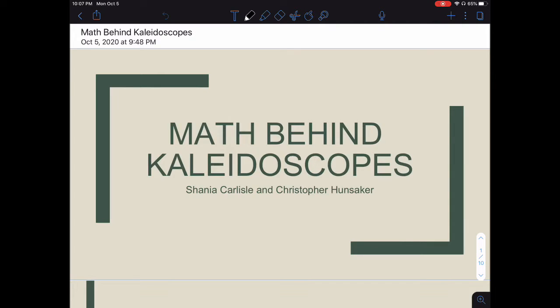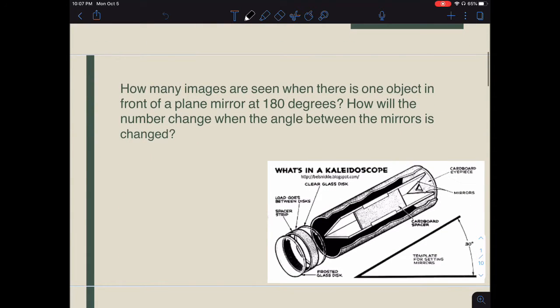The objects that fall into position within the V or triangle are then reflected toward the eye hole. The angle between the mirrors will determine the number of reflections that can be seen. Let's start simple and think about it. How many images are seen when there is one object in front of a plane mirror at 180 degrees?